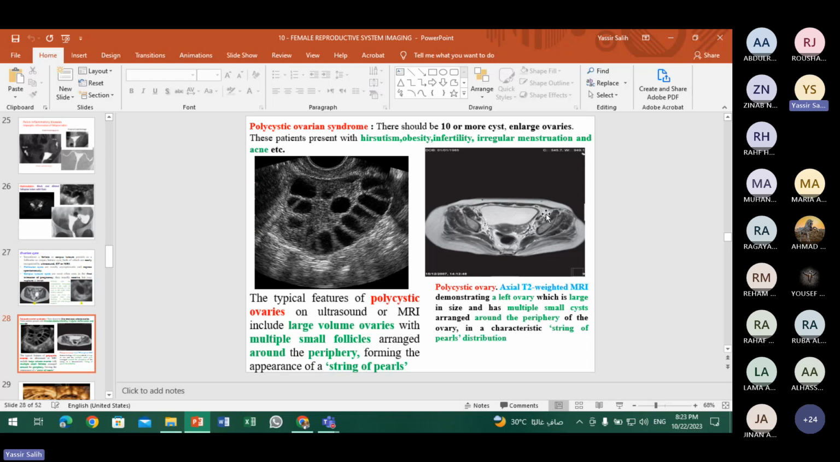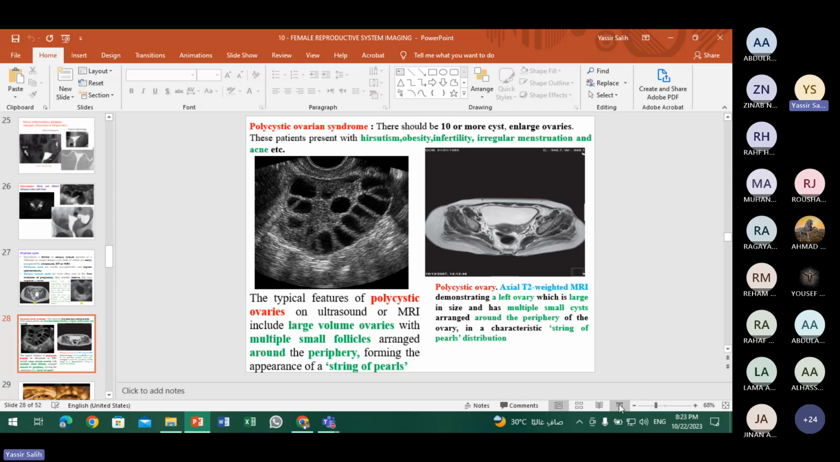لذلك الآن برضه you can see this is the MRI, this is the urinary bladder, and this is the uterus, and this is the ovary. This is the left ovary. You can see there are multiple small cysts, hyperintense or high signal. الصغار ديل arranged and located in the periphery. But this is also a feature of polycystic ovary. Do you see these multiple cysts in the left ovary, in the periphery of the ovary?